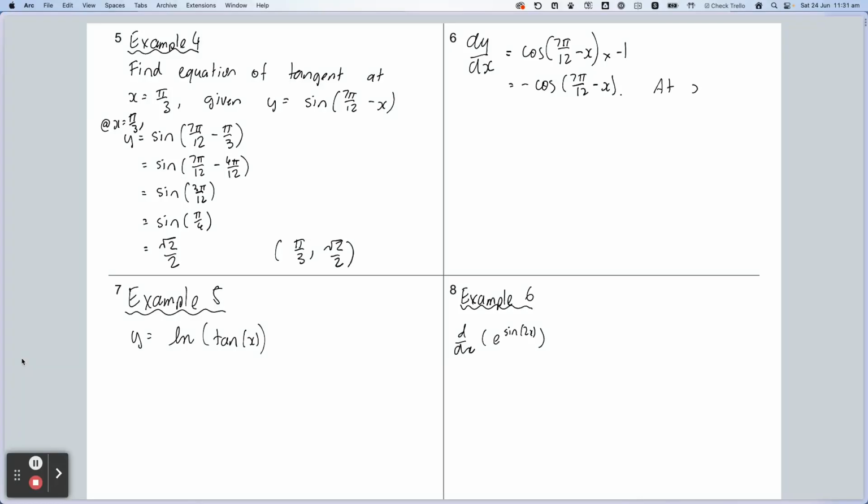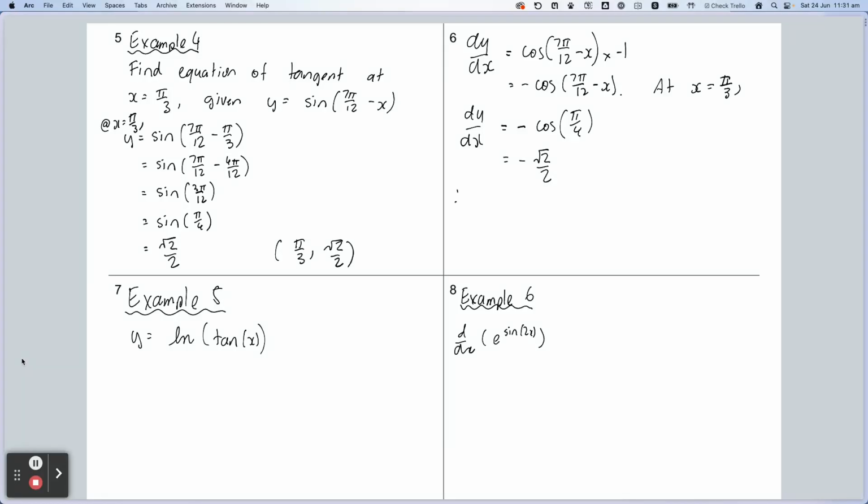And at x equals pi on 3, we will have dy by dx equaling negative cosine, and I'm just going to do the straight simplification here because we've done it on the left-hand side already. Pi on 3 will make this whole inside pi on 4. So it's pi on 4 like so. So that will be equal to negative root 2 on 2. Okay, so we've got our gradient, negative root 2 on 2, and we've got our xy coordinate.